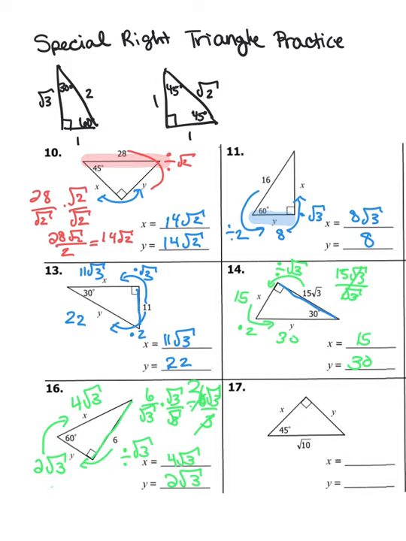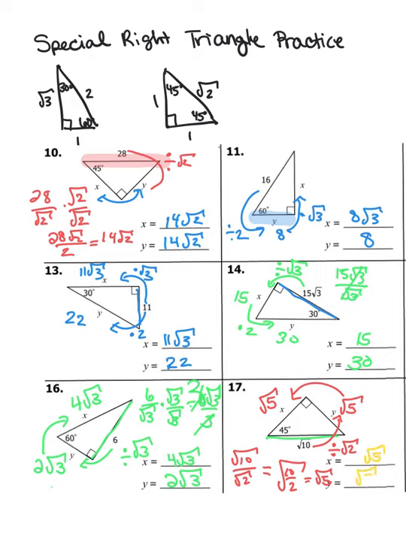Number 17 is a 45-45-90. It's giving me my hypotenuse. To go from my hypotenuse to my leg, I'm going to divide by the square root of 2. So the square root of 10 divided by the square root of 2. Because both of those are underneath a radical, I can go ahead and divide those numbers. I can do the square root of 10 over 2 and that gives me the square root of 5. So this side is the square root of 5. If this is the square root of 5, then this is the square root of 5 because they are exactly the same. So x is the square root of 5 and y is also the square root of 5.